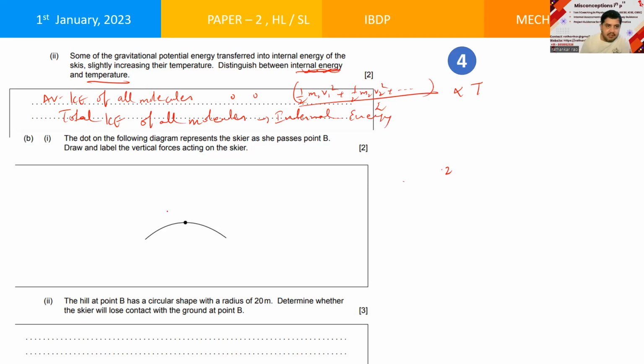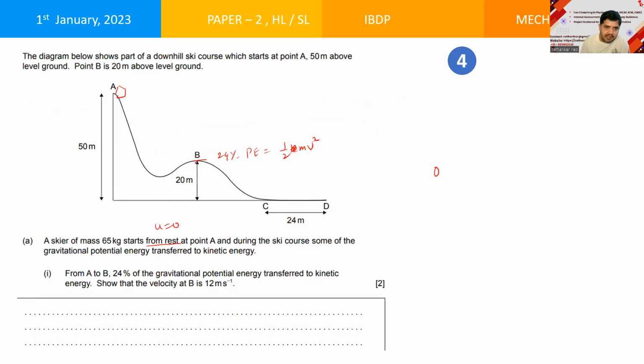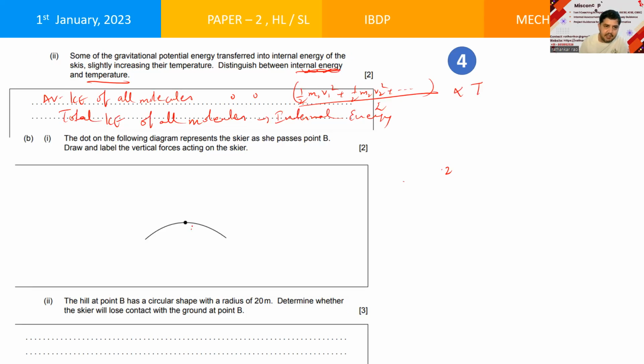Okay, next: the dot on the following diagram represents the skier as she passes point B. Draw and label the vertical forces on the skier. So when the skier is at this point, point B here, what forces are acting? She is still on the spot, so there is a normal force acting here, and an mg force acting here. You can write like this.